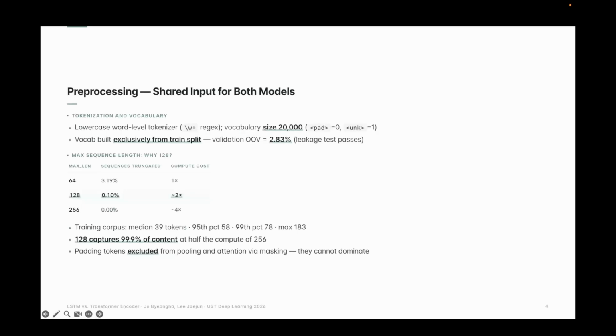Both models get identical input: lowercase word-level tokens, and a 20,000-word vocabulary built only from training data. The interesting choice is the maximum length, which we measured, not guessed. 99% of articles are under 78 tokens, so 128 truncates almost nothing, while 256 only doubles the compute. So we use 128 and test 256 in the ablation. Padding is masked everywhere.